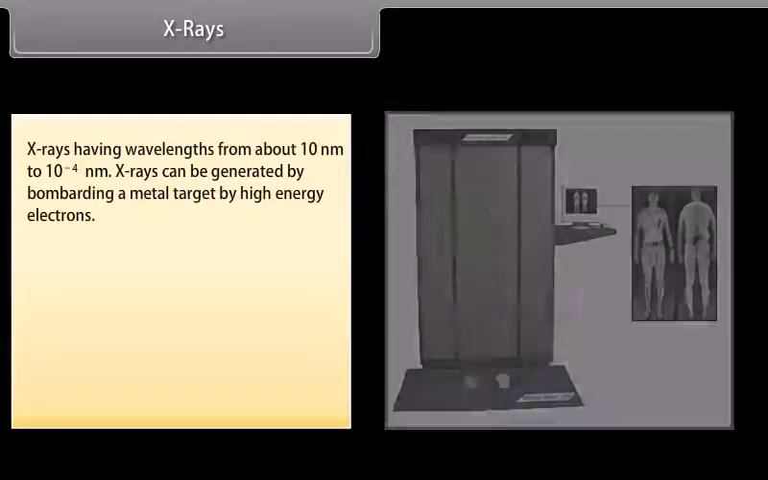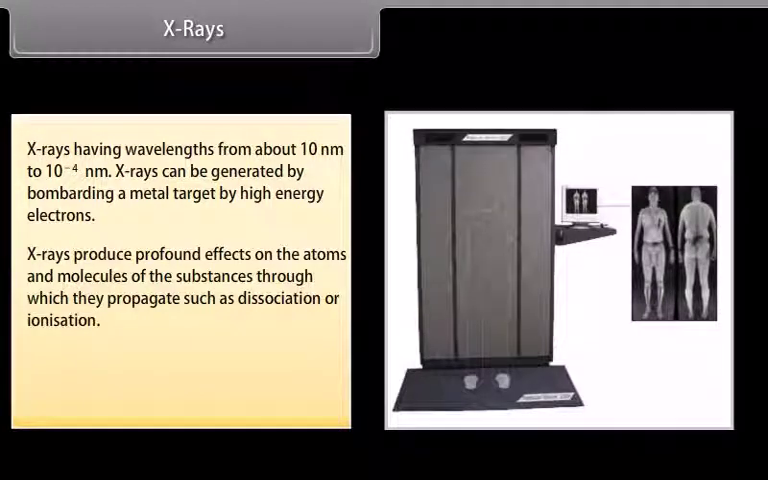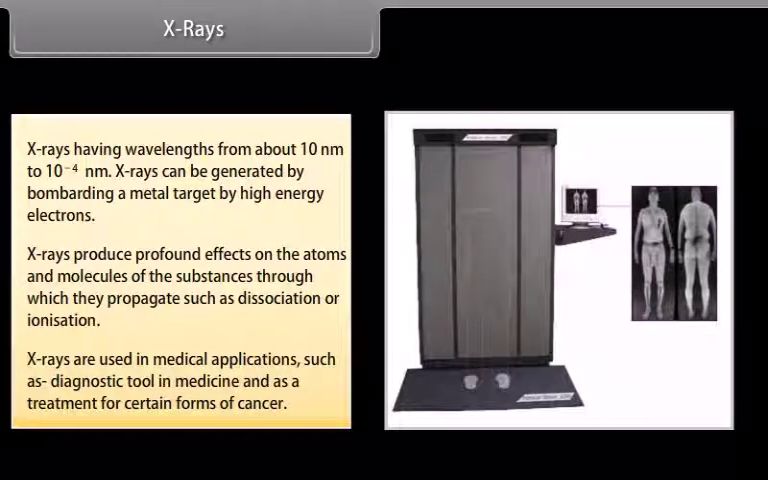X-rays. X-rays have wavelengths from about 10 nanometers to 10^-4 nanometers. X-rays can be generated by bombarding a metal target with high-energy electrons. X-rays produce profound effects on the atoms and molecules of the substances through which they propagate, such as dissociation or ionization. X-rays are used in medical applications such as a diagnostic tool in medicine and as a treatment for certain forms of cancer.